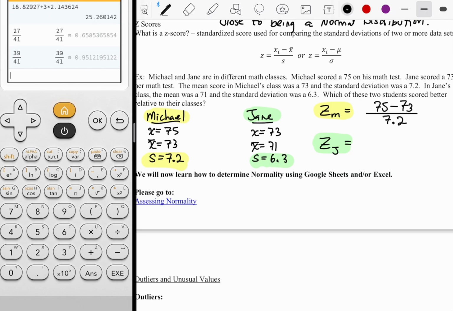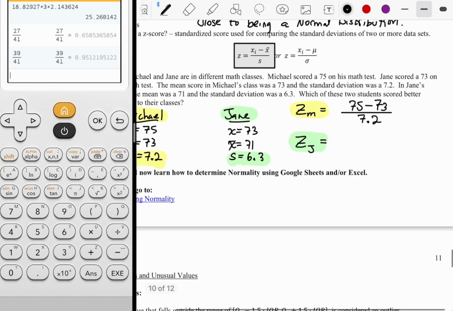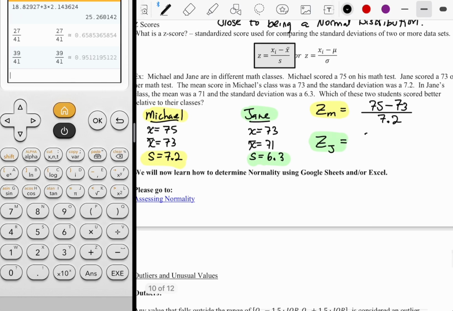Now, you see in the formulas the notation with the Greek letters, the mu and the sigma. Don't worry about that until the next unit. We'll talk about that then. We're only focusing on samples at this point, so we would use this variation in the formula. It wouldn't really work out much different, but that's just an FYI. For Jane, 73 was her score, 71 was the class average, and 6.3 is the standard deviation.